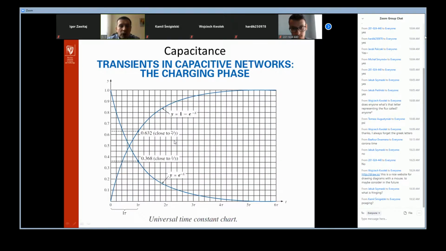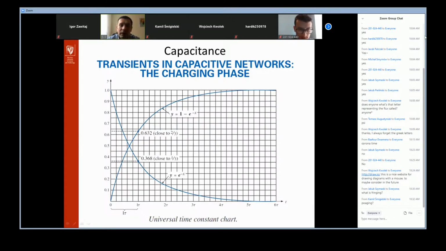Okay, so you have to know typically the mathematical expression for e to minus x looks like that. And 1 minus e to minus x is given that. Okay, what is the next question? What is the time constant here? Tau. You have to know that the time constant equals tau.